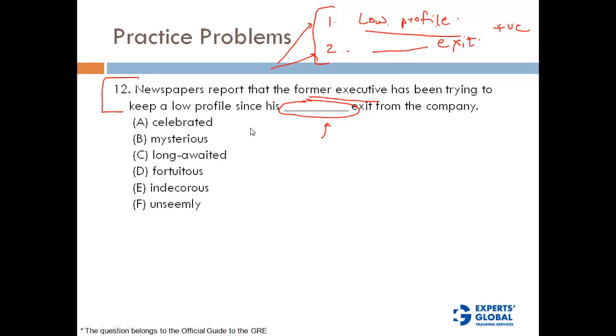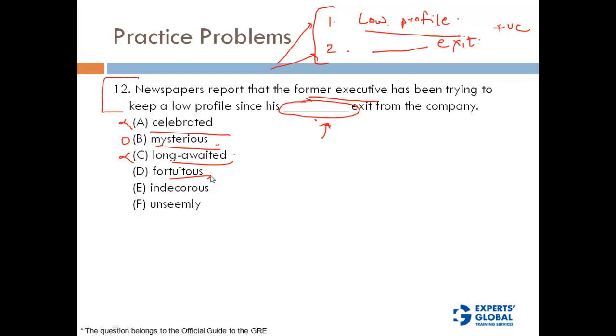Okay, so the meaning of this word would be something like not something that he is going to be proud of. Otherwise, he wouldn't want to keep a low profile. So celebrated, obviously if the exit was celebrated, he doesn't want to keep a low profile. In fact, we are looking for a negative word here. So this is not a good fit. Mysterious is neutral, not necessarily a negative word. Long awaited, we don't have anything to believe that the exit was long awaited. We don't know anything about it. Mysterious also, let's keep it for now, but we'll see if we get any better option.